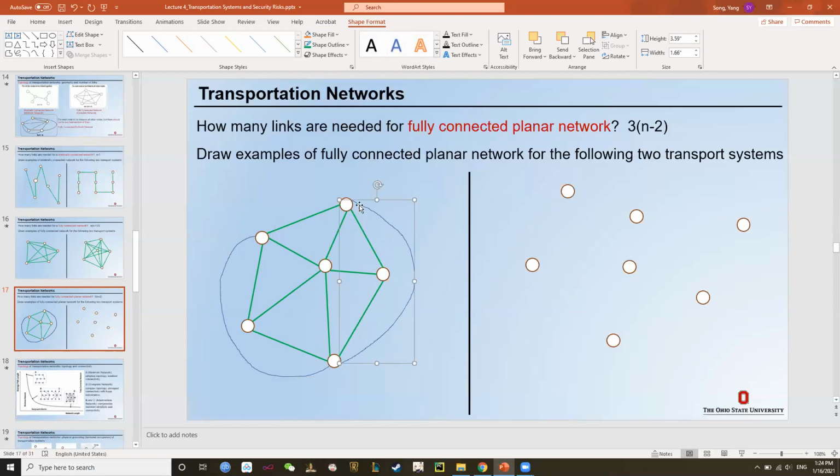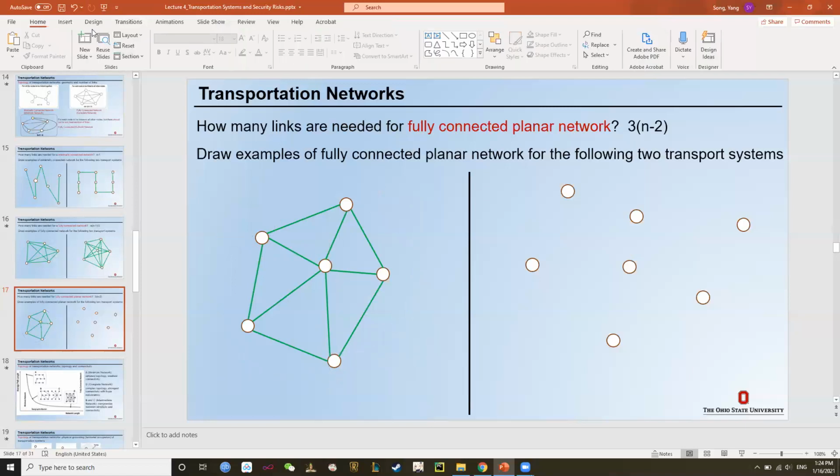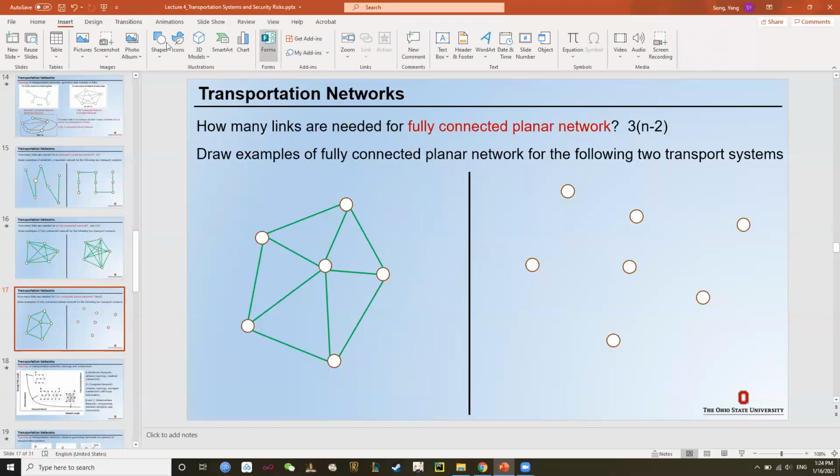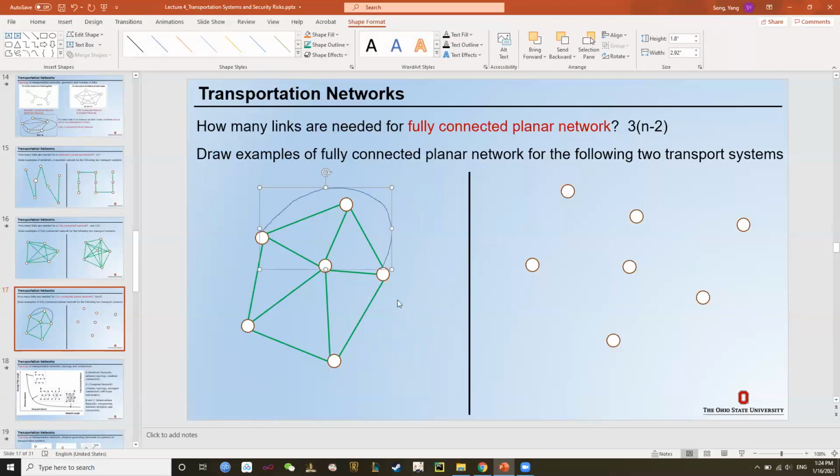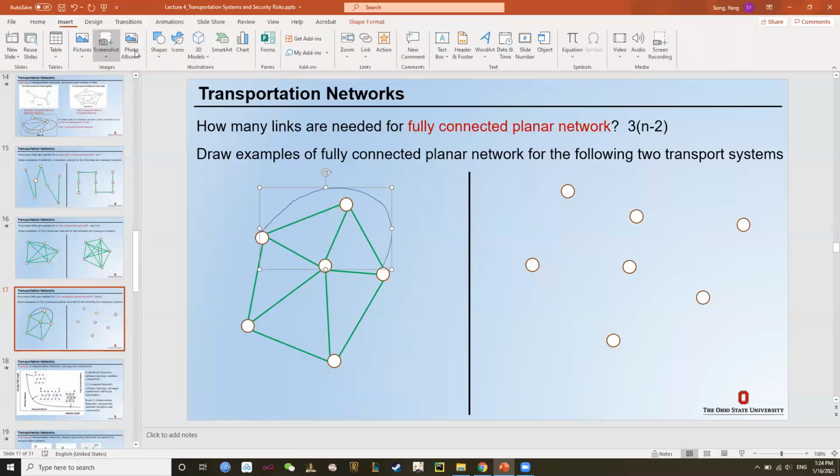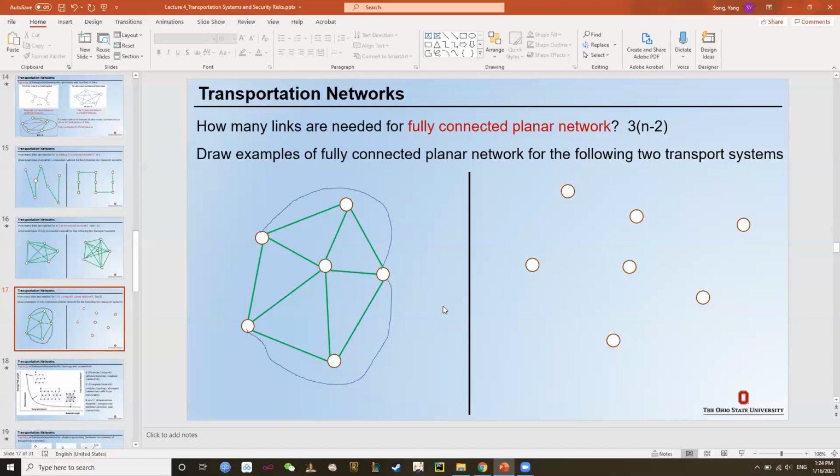Now I'm using this blue link to connect this node and this node, and also this node and this node. But is there any other possible solution? Of course. Let me just delete them. This time I'm not connecting the original 3 nodes I just did. How about this? Right? And after that, let me just connect this node with this node. Right? Still, there is no intersection, and there are 12 links.